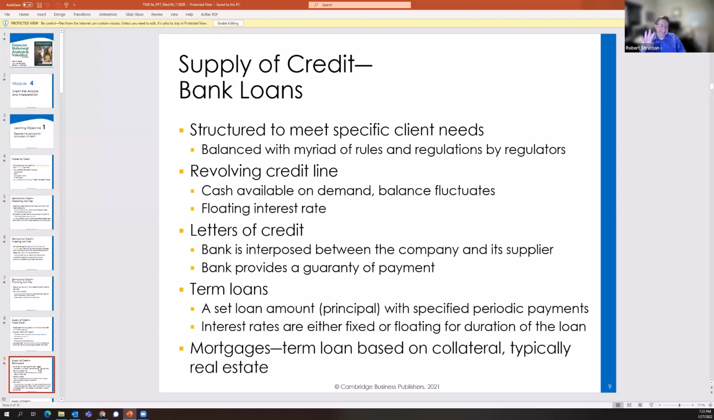And there are some standard types of loans. A revolving credit line. A lot of us are familiar with this, kind of like a credit card. It has a floating interest rate, typically pegged to LIBOR or some common interest rate. Letters of credit. This is a big one.